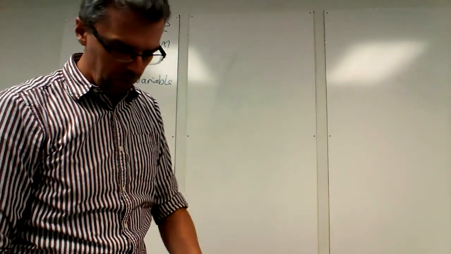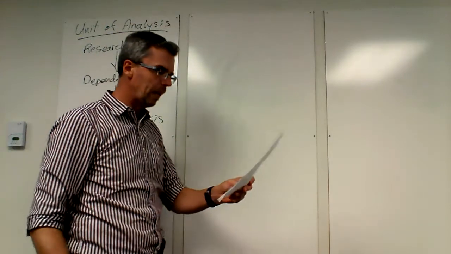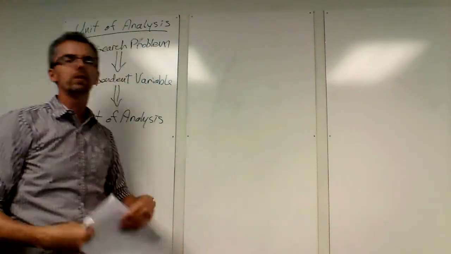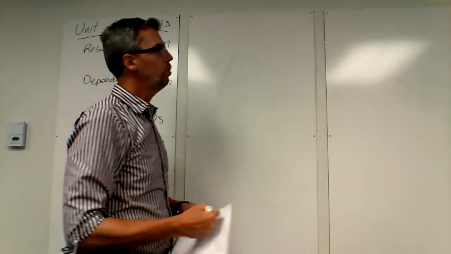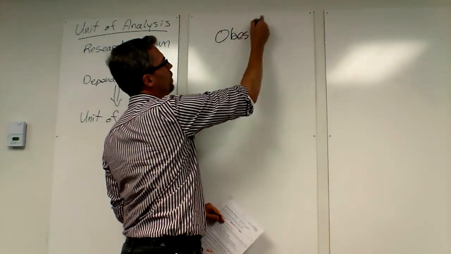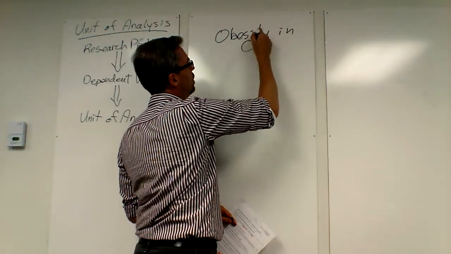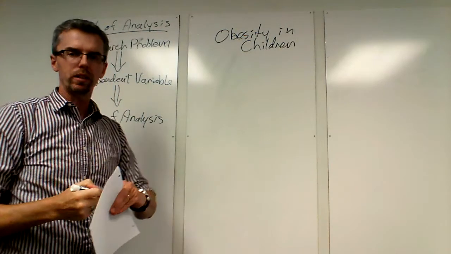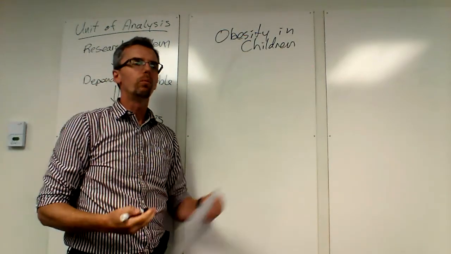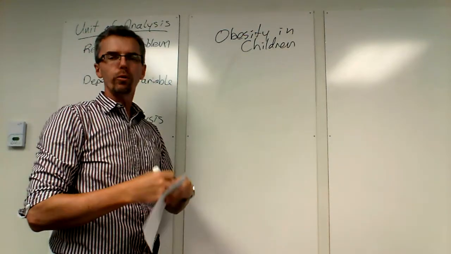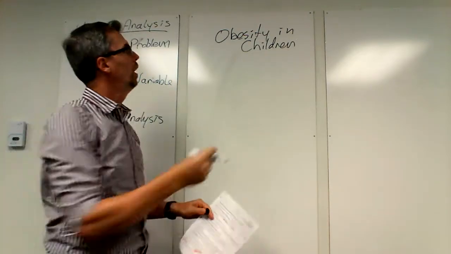So let me look at another one of the examples which I have here. A research problem that is looking at obesity in children between the ages of 2 and 4 and the physical activity of children. When you look at obesity, specifically obesity in children, it's very tempting to say, okay, that is a unit of analysis. We're looking for obesity in children. No, this is your dependent variable. You're analyzing the incident rate of obesity in children.